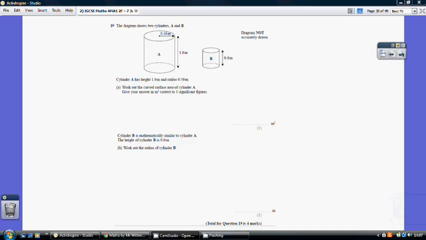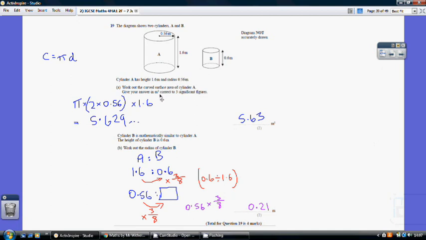Question 19. We've got to work out the curved surface area of cylinder A. So imagine you unwrapped this. Just imagine it was just a cylinder and you unwrapped this. You're going to be left with a rectangle for this curved surface area, where one length is going to be 1.6 and the other length is going to be the circumference of the circle. Circumference is pi times diameter. The diameter of this would be 2 lots of the 0.56.